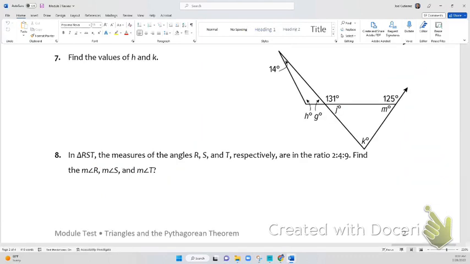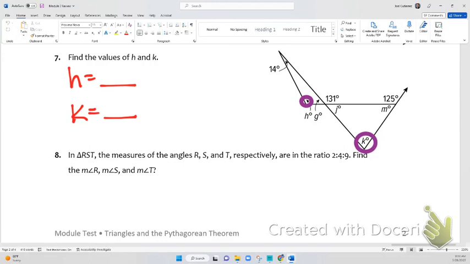Alright, and then for number 7, they want you to find two values. They want you to find h and k. So I'm going to write over here h equals, k equals, right? And again, I'm going to go ahead and circle the h and the k, which are the two angles that they want us to find, right?